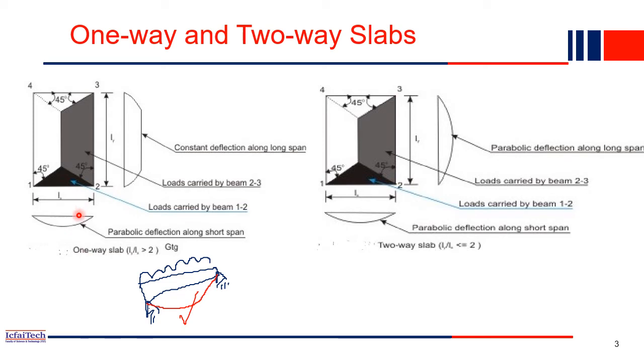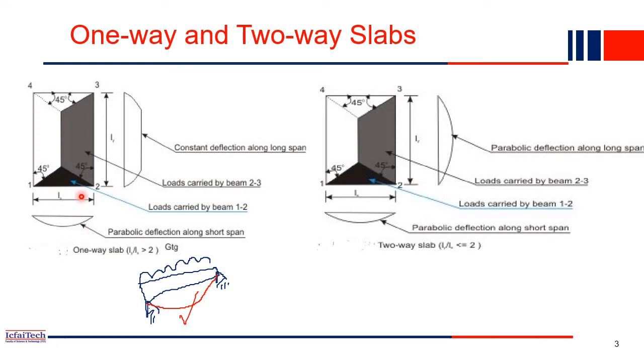Whatever load is applied on a slab, in the longer direction, if it is a one-way slab, the deformation is almost constant. Whereas in the shorter direction, the deformation is parabolic along the short span, as you will find. So this is about the one-way slab.